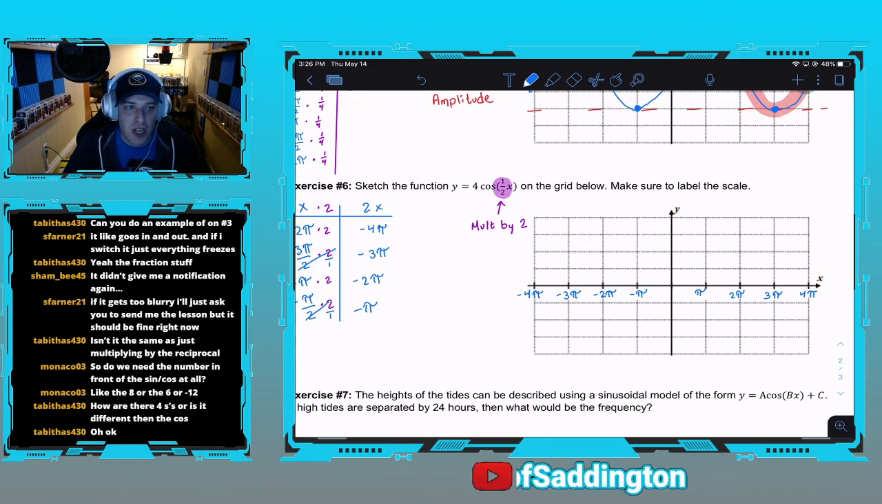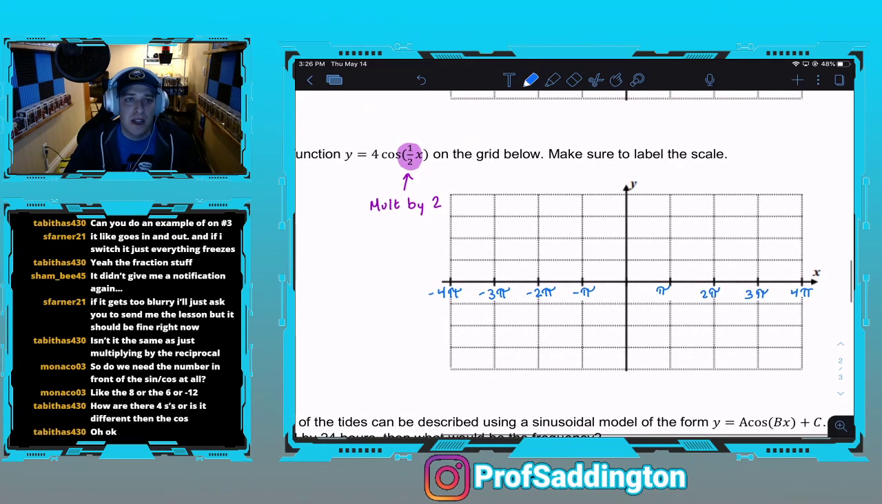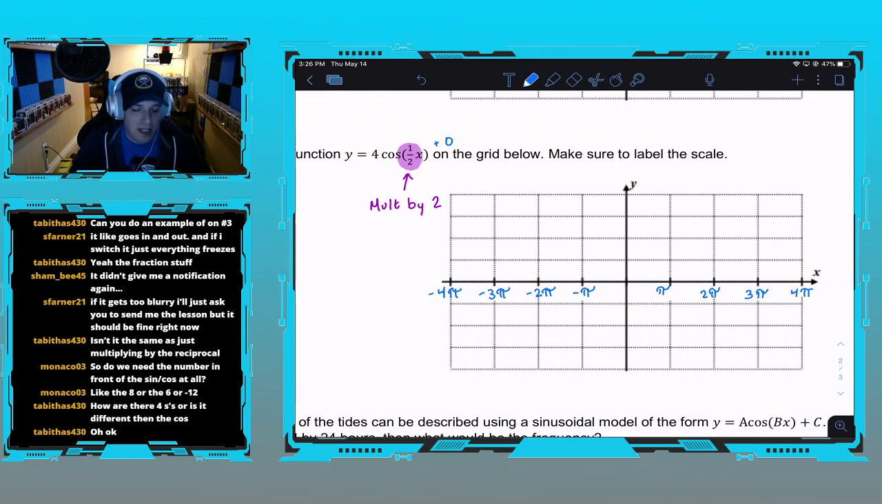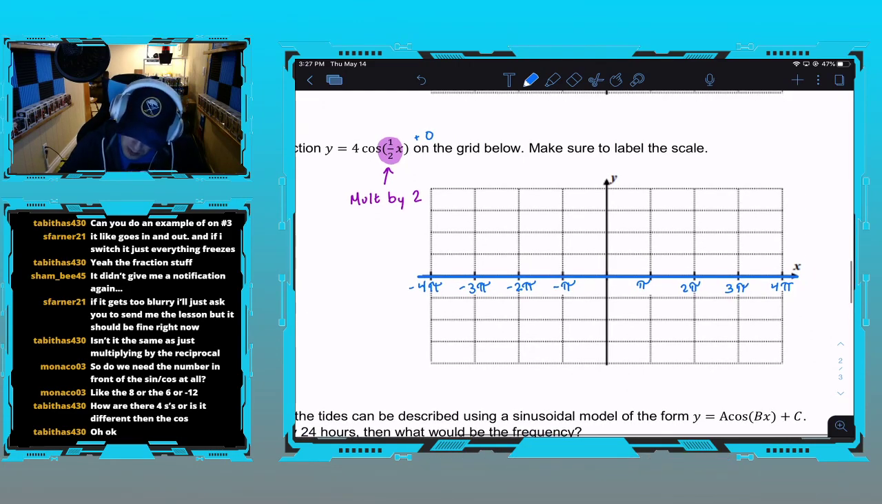So I'm going to check for a midline. I didn't do it the last time. I guess I should have talked about it because, you know, midline is something we talked about the other day. The midline is the number that you're adding or subtracting at the end. Well, at the end here, we're just adding 0. So that means the midline is just going to be the x-axis. So I don't technically have to draw a dotted line in at all, because this is my midline right here. So I'll write it in just for note purposes. But that is our midline, because it's going to be the middle of the graph.